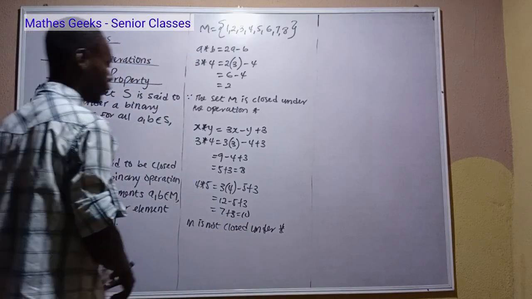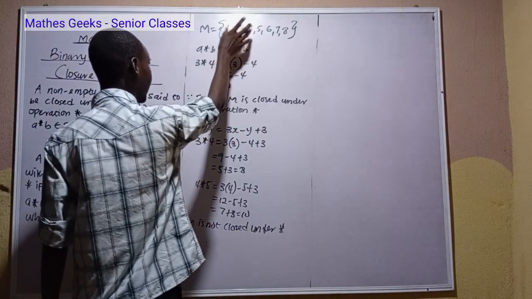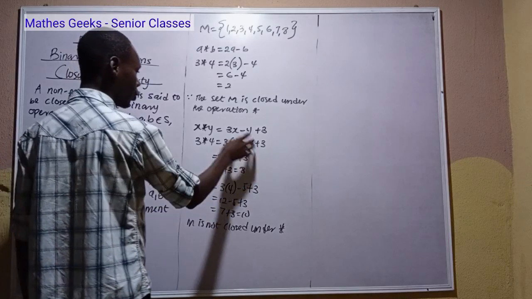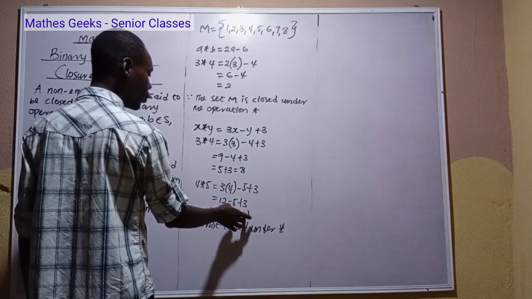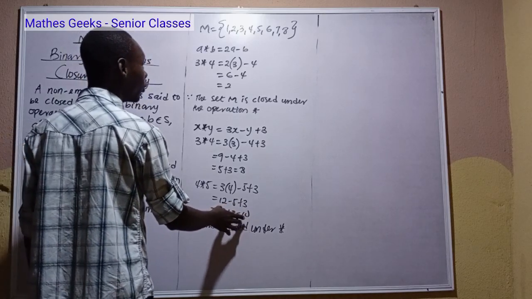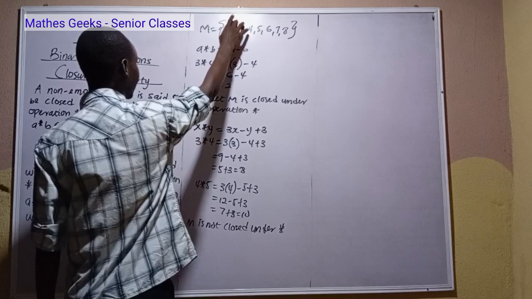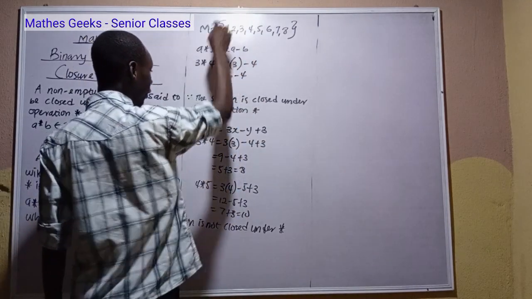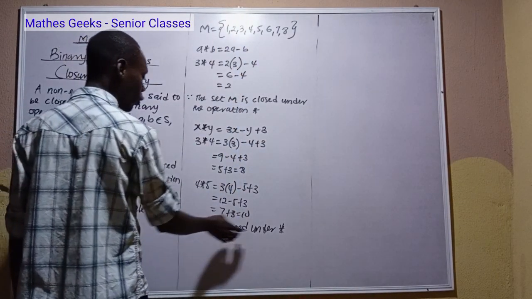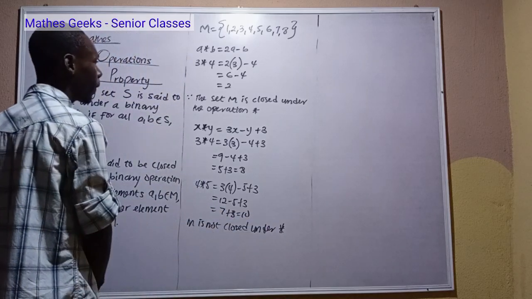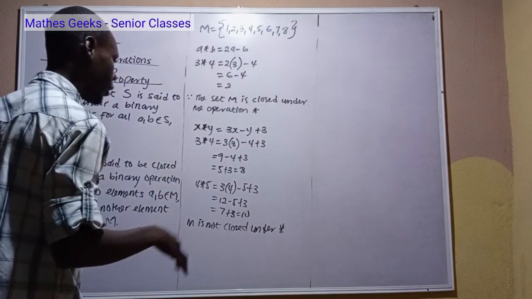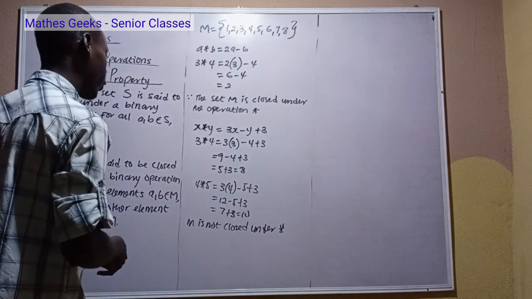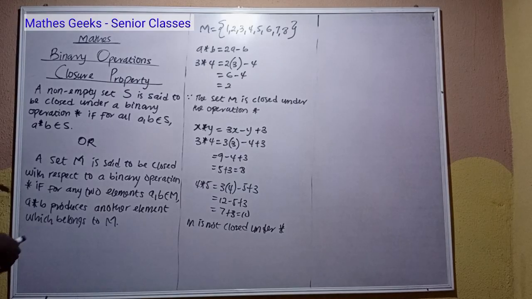So what it means is that two elements from the set M were combined using this rule of combination, and then the result of that combination produced a third number which is not a member of the set M. So as long as it's not a member of the set M, it implies that set M is not closed under star. When it is a member of the set M, it implies that set M is closed under the star operation. So that's what the closure property is all about.